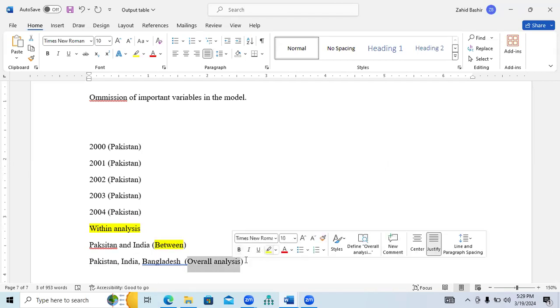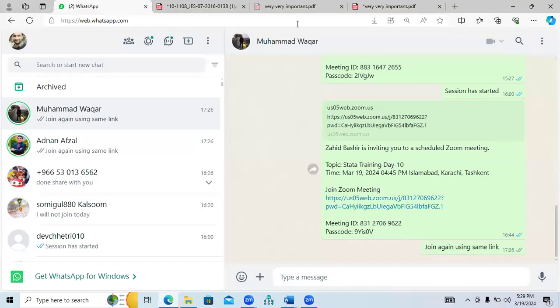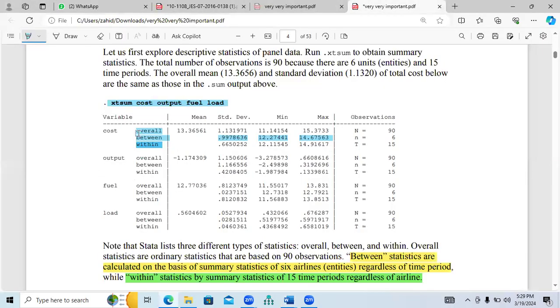So in case of panel data, you would find these three terms repeatedly in the analysis procedure: overall, between, and within. In case of within, you are considering the variation from year to year. In case of between, you are considering the variation from country to country. In case of overall, you are considering the values in all the countries and in all the years. So this is the basic difference.